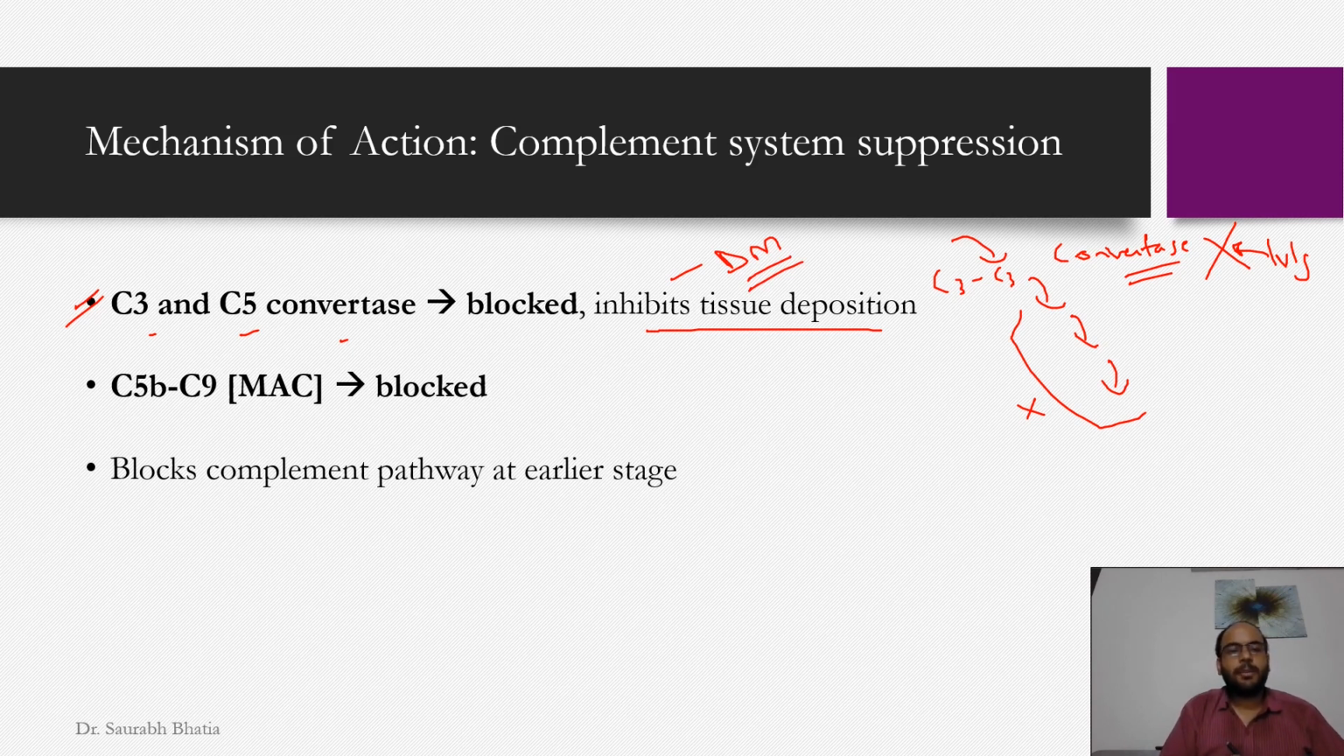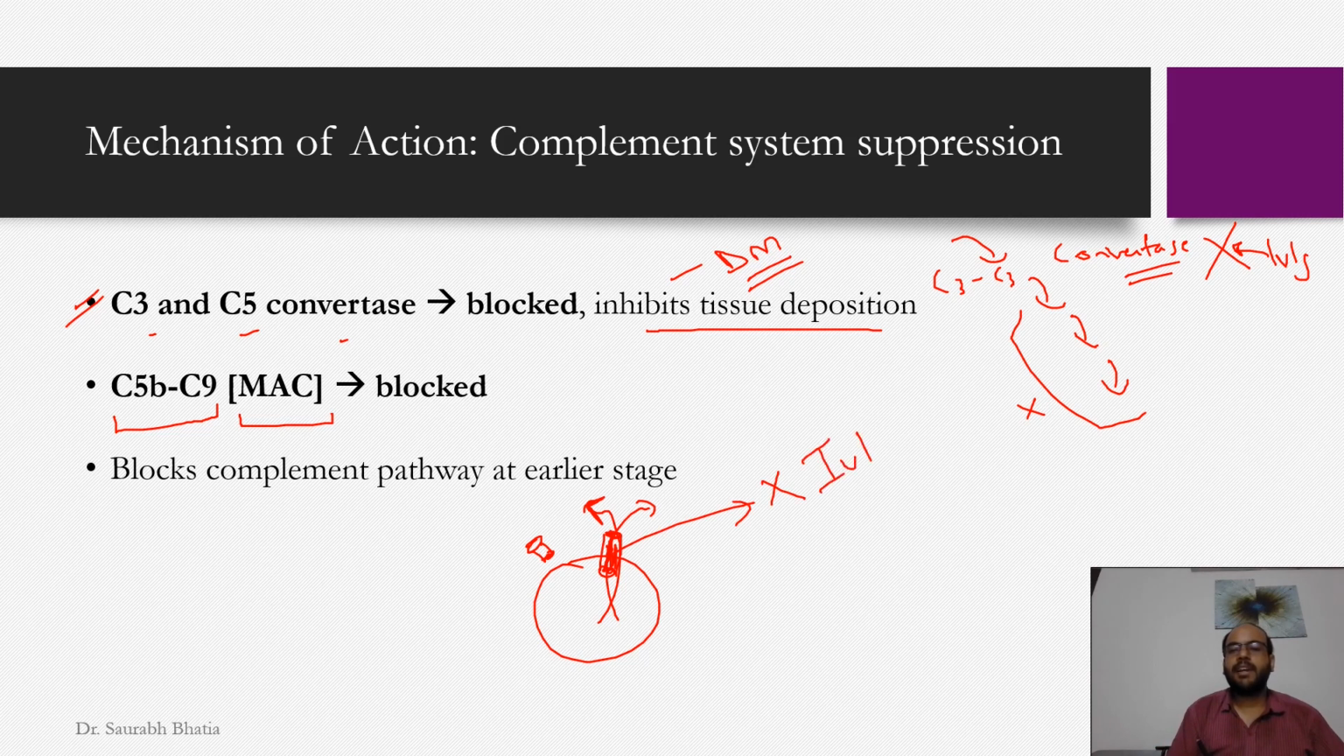Now, some parts of the complement system come together and form MAC. MAC is the membrane attack complex. So what happens is you have a cell. This is MAC, the membrane attack complex. It causes holes inside the cell. And when there are holes inside the cell, the material leaks out and the cell dies. This membrane attack complex is blocked by IVIg. So when this is blocked, the inflammation is also reduced. The cell destruction is reduced and apoptosis is also reduced. So you are able to decrease the inflammatory damage to the body. So MAC is blocked.